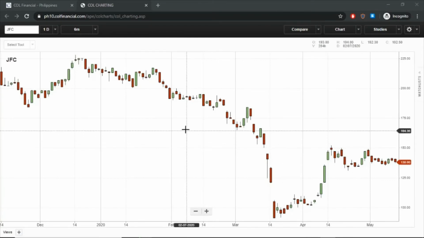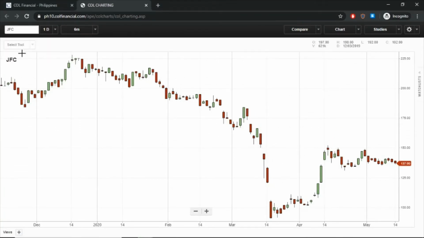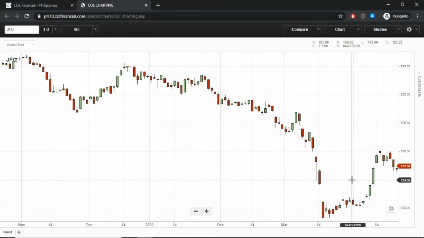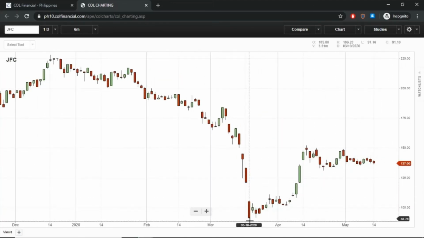Okay, guys, so here you can go to the charting and look for the stock code of the stocks that you are interested in. And let me just show you here the amount. Right now, we are at 137, and last March it went down to 88 pesos. Just imagine.